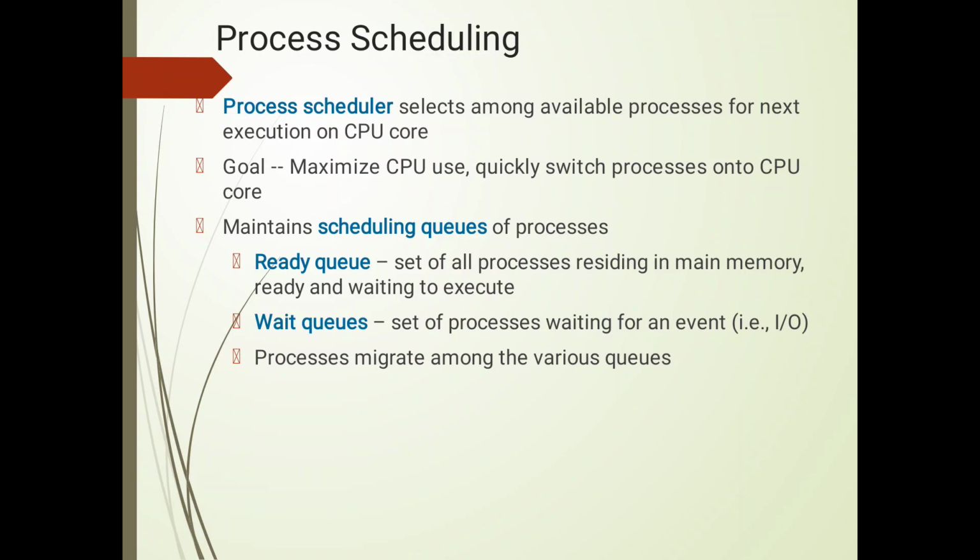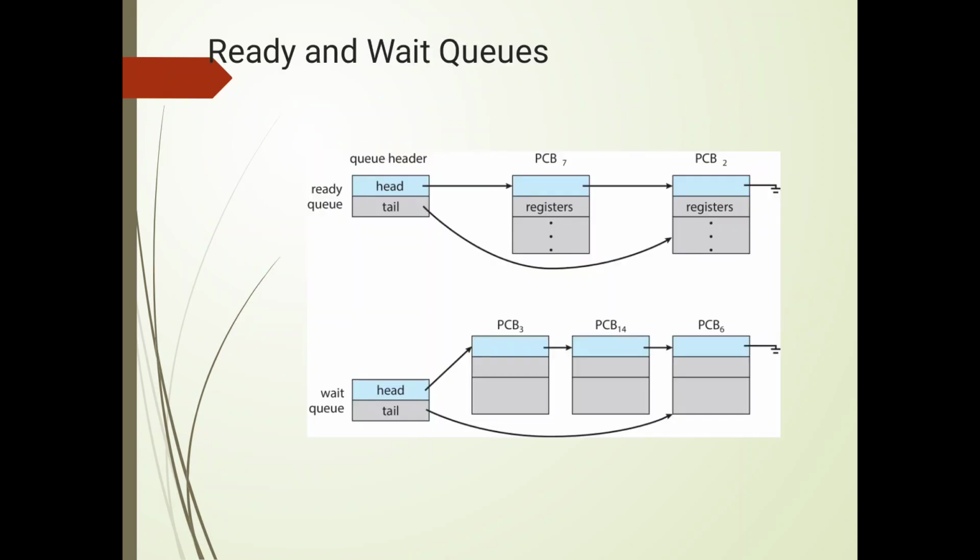In the ready queue, the set of all processes residing in main memory are ready and waiting to execute. In the wait queue, the set of processes are waiting for an event such as I/O, input and output. The processes migrate among the various queues. So this is the ready and wait queues structure. Here in the ready queue, the processes wait to execute.